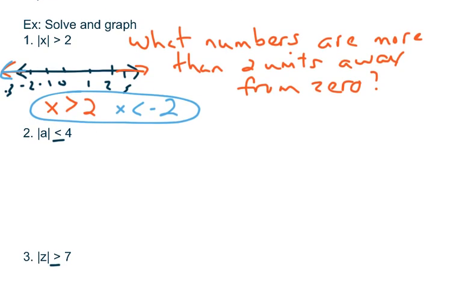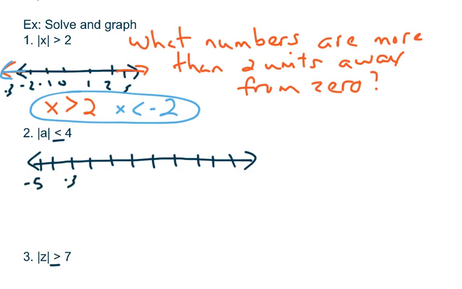Let's try another one here. The absolute value of a is less than or equal to 4. So if we look at a big number line, I'm going to try to get all of them on here. 4, 3, 2, 1, 0, 1, 2, 3, 4, and -5, -3, -1, 0, 1, 2, 3, 4, 5. We're looking for what numbers are 4 or less away from 0.